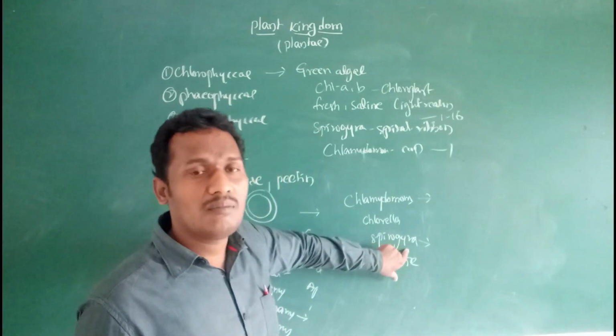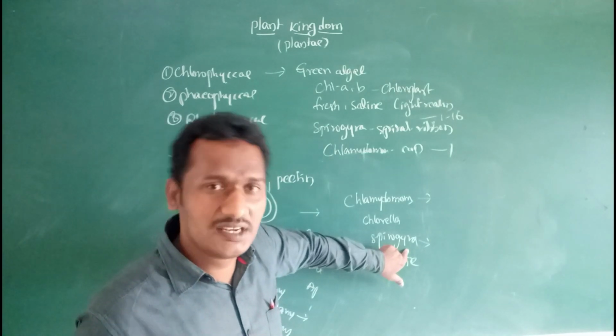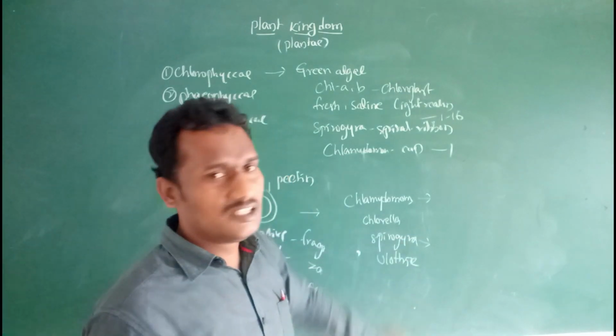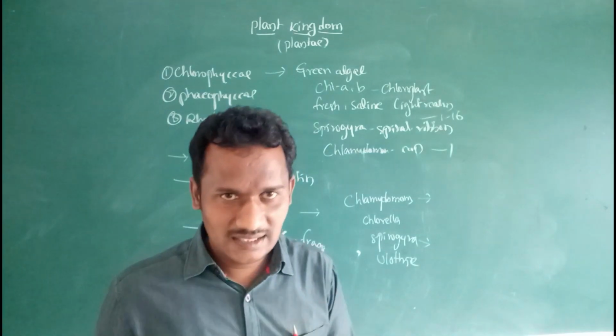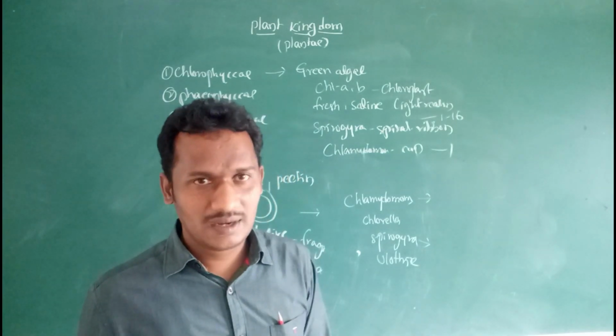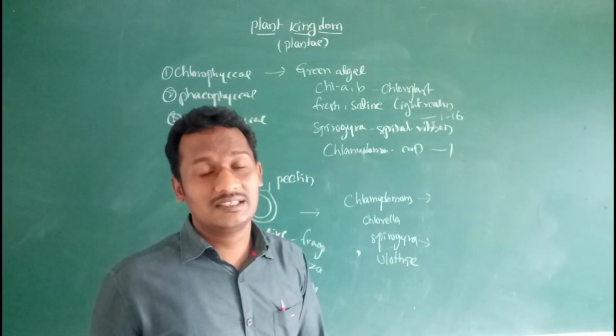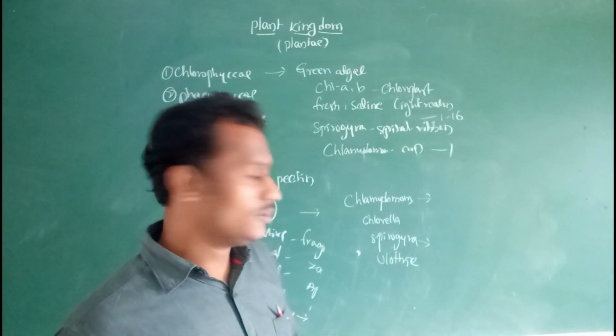In Ulothrix, both gametes are similar in condition, and motile. In Spirogyra, they are morphologically similar but non-motile. So this one has a physiological anisogamy.